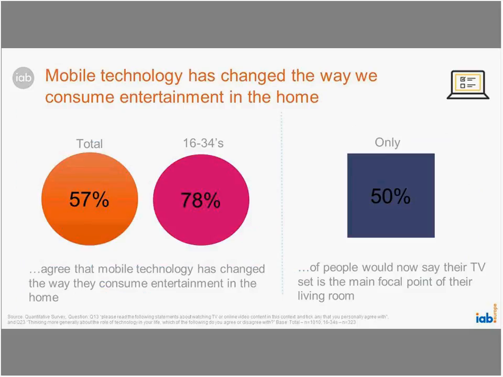So this is pretty straightforward. This is from the quant element, and you can see in the orange and the pink circles that the majority of people we sampled agreed that mobile technology had changed the way they consumed entertainment in the home. And only 50% of those people said that the TV is now the main focal point of the living room. We didn't ask them what the main focal point now was, but only half the people surveyed believe that the TV is the main focal point of the living room.